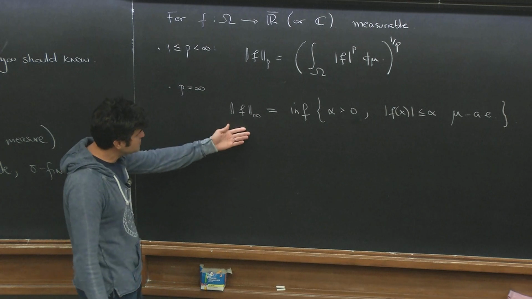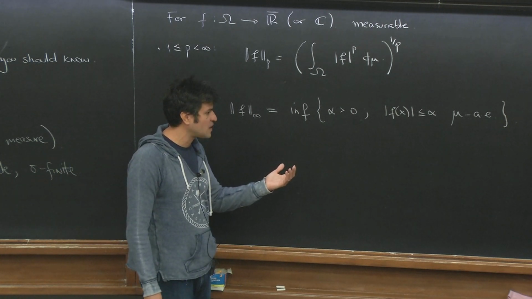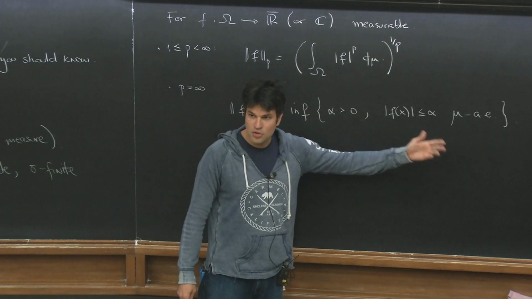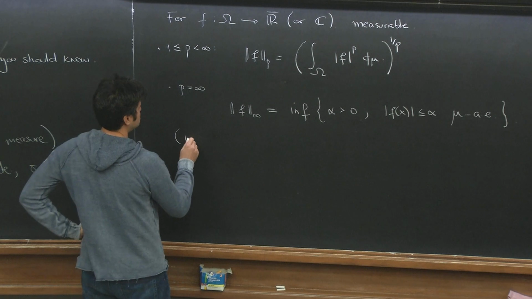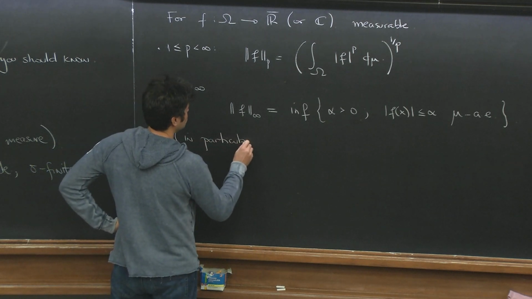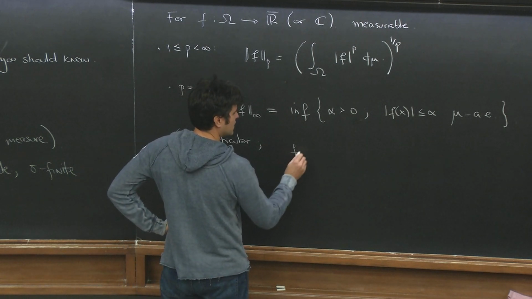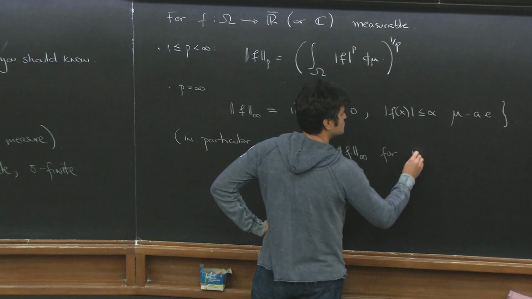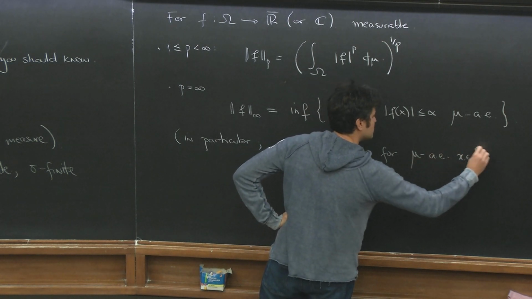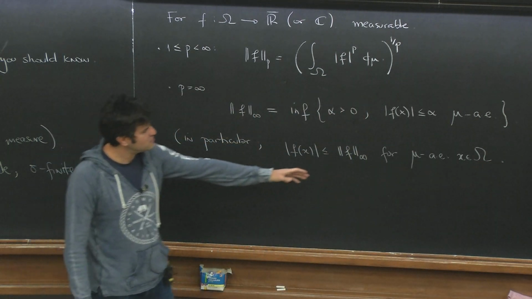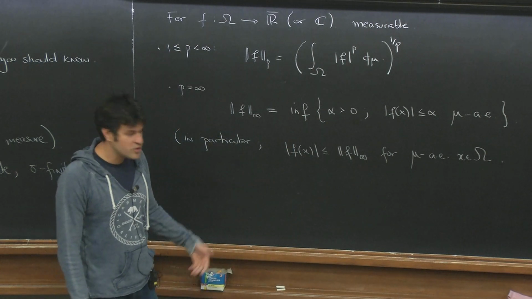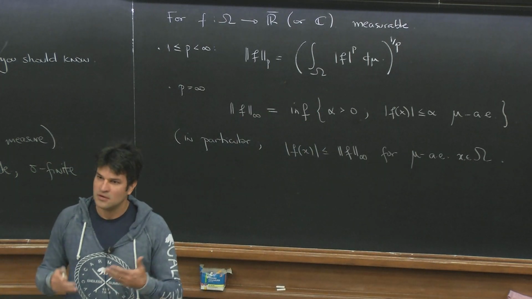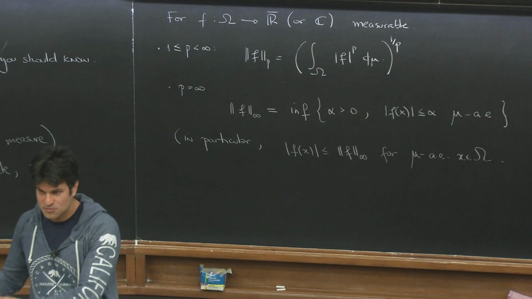The L infinity norm is the smallest upper bound of the function. The function should be less than or equal to this number, mu almost everywhere. In particular, note that the modulus of f of x is less than or equal to its L infinity norm for mu almost every x in omega. The L infinity norm is an upper bound for the values of the function, mu almost everywhere. Recall that whenever we say mu almost everywhere, we mean that the set of points where the property does not hold has measure 0.